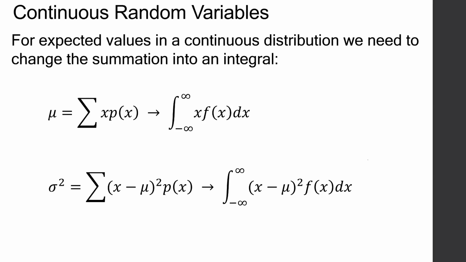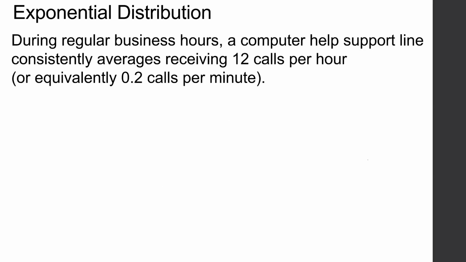So for the expected values in a continuous distribution, we need to change the summations into an integral. So we'll let computers calculate those for us. And we're going to jump right in with a specific continuous distribution called the exponential.